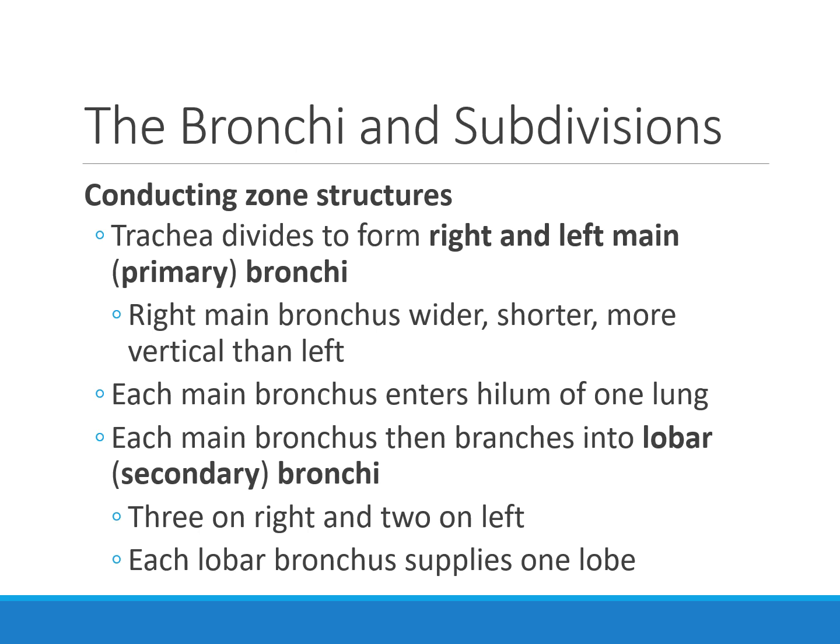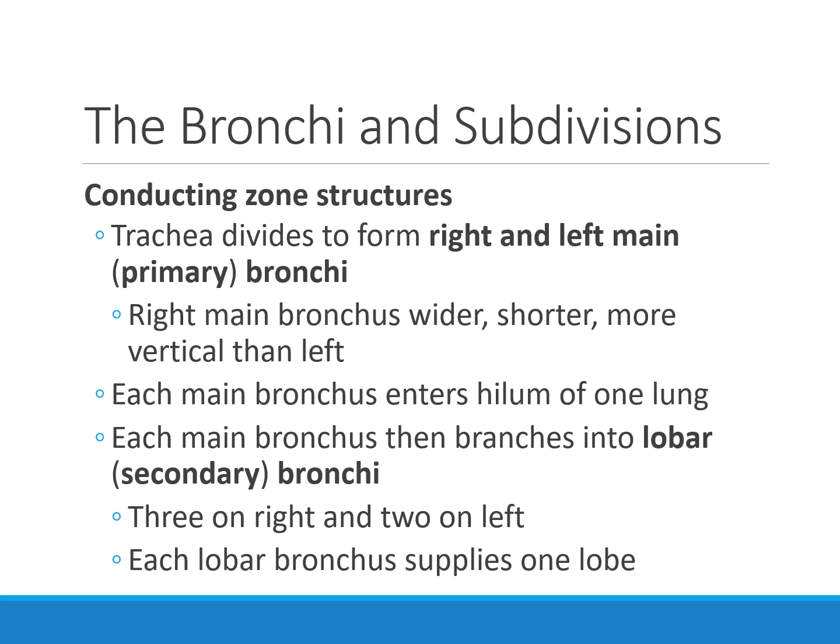So let's start with the conducting zones. The trachea stops at the carina. The carina, again, is the last C ring that looks like a little bikini bottom. And it forms the right and left primary bronchi, or main bronchi, is the other term some people use. The right main bronchus is wider and shorter and more vertical than the left. Each main bronchus enters at the hilum of the lung. The hilum is always the indentation where everything goes in and goes out.